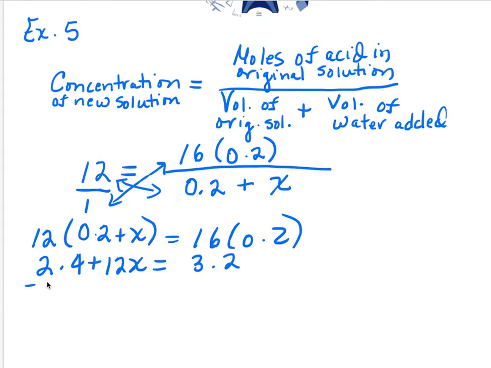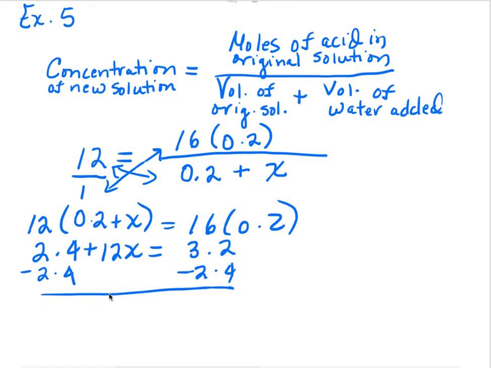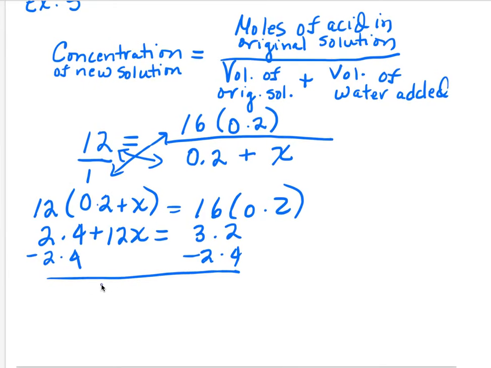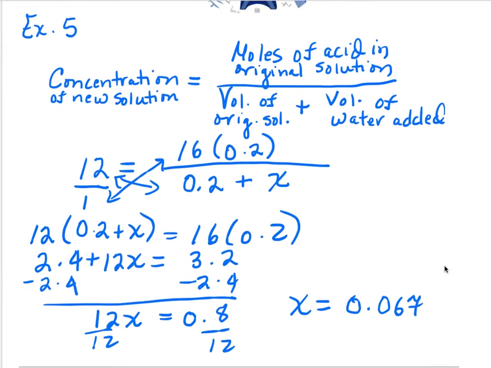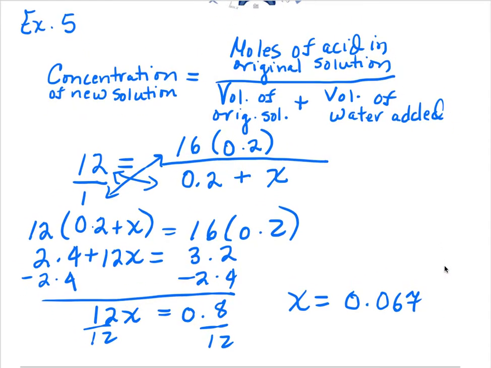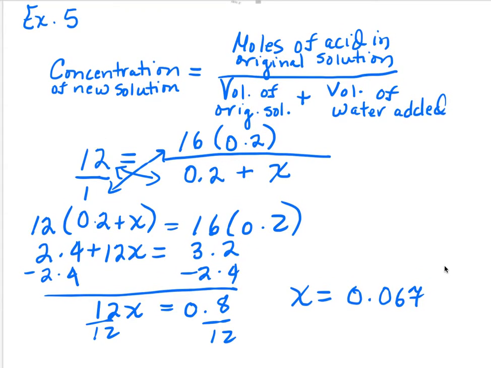And now we're just going to subtract 2.4 from both sides, and we're going to end up with 12x equals 0.8. Then we're going to divide by 12 on both sides, and we're going to end up with x equals 0.067. So even if chemistry is not your thing, like it isn't for me, this is really literally just plugging in the values that they're giving you and solving a rational expression. That's all this is about.